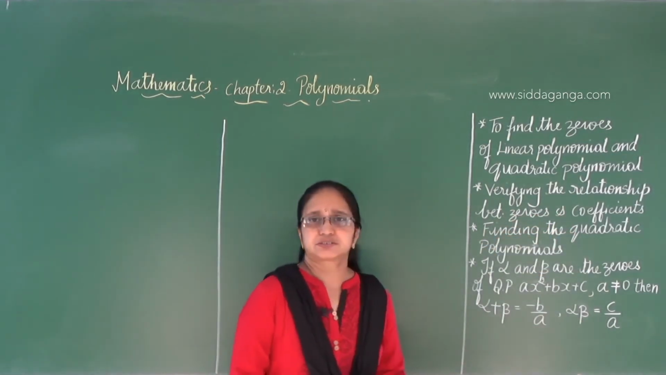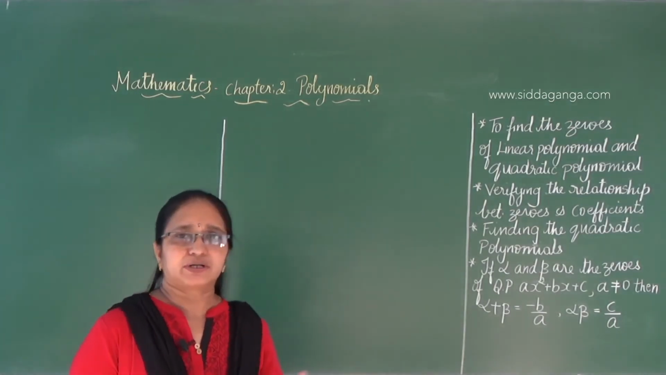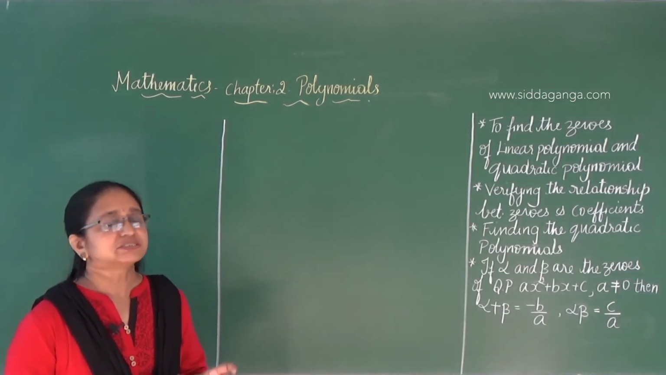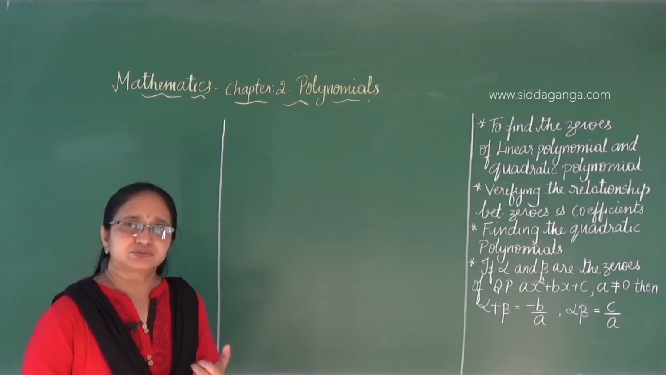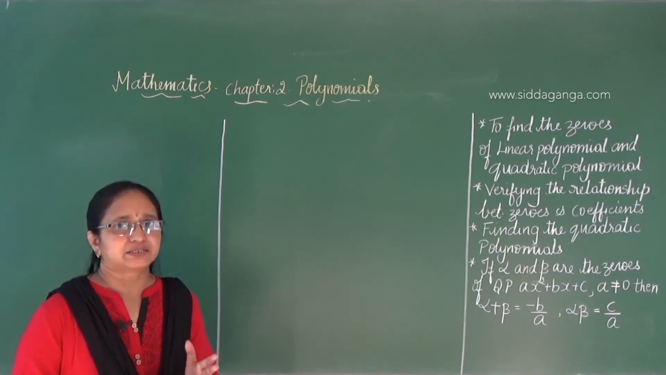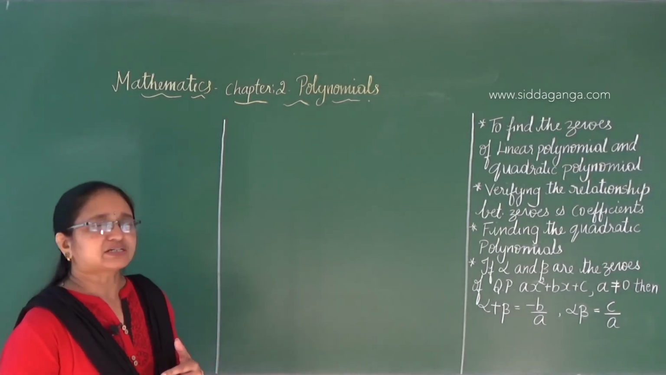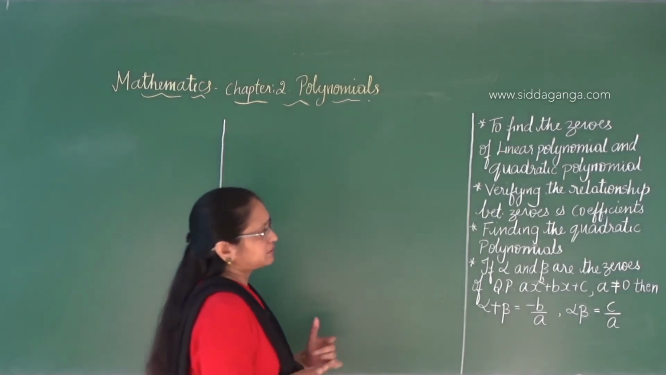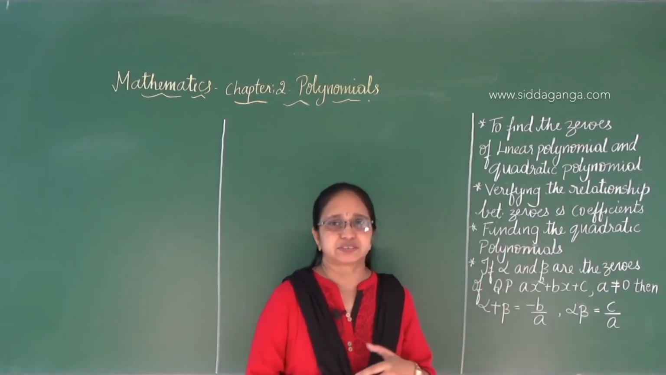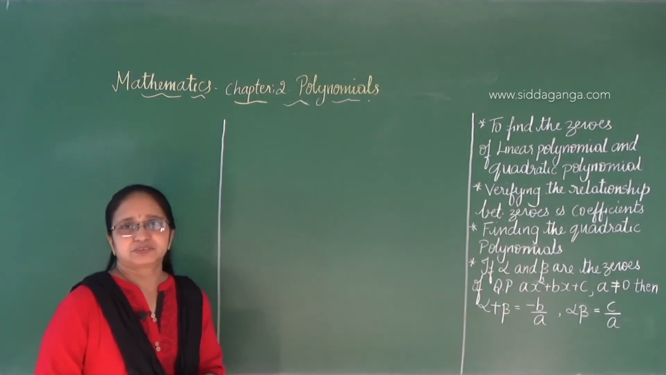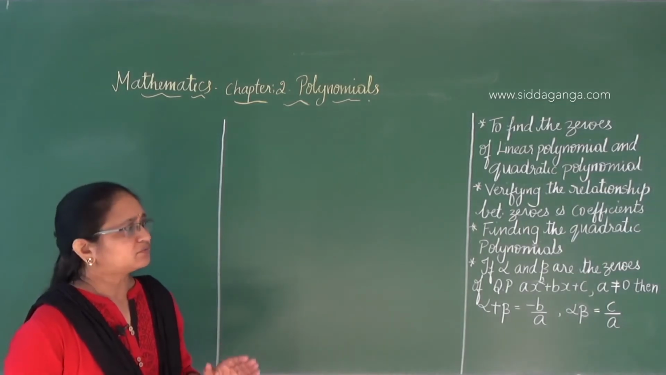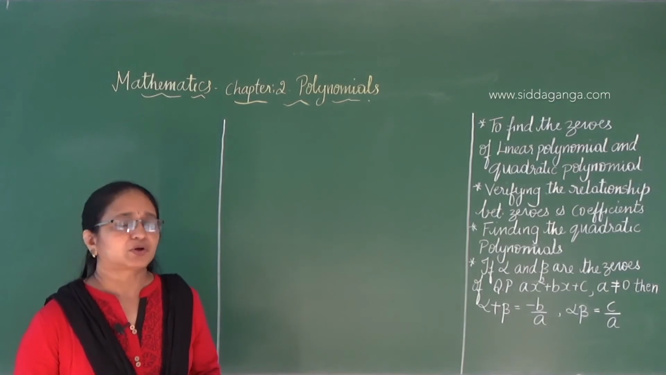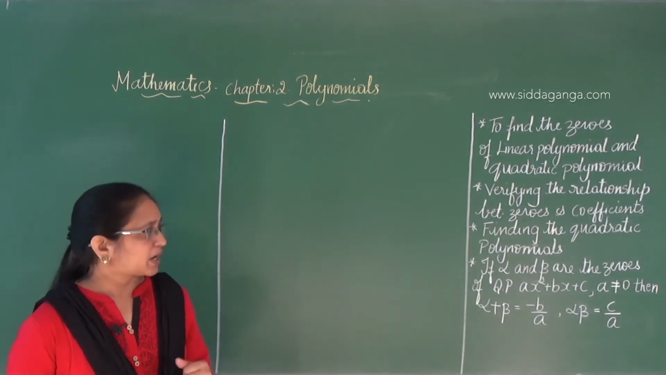First, when the quadratic polynomial is given, we found out the zeros of the polynomial by using the splitting the middle term method, and by factorizing we get the zeros of the polynomial. And the third thing which we studied in the previous video is finding the quadratic polynomials. You have to find the quadratic polynomial when the sum and the product of the zeros are given.